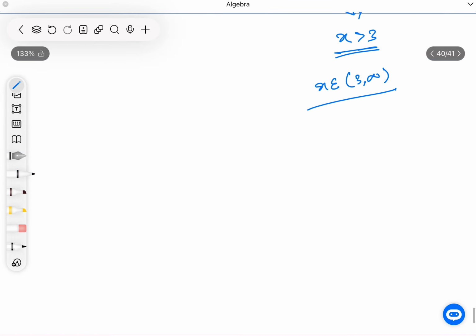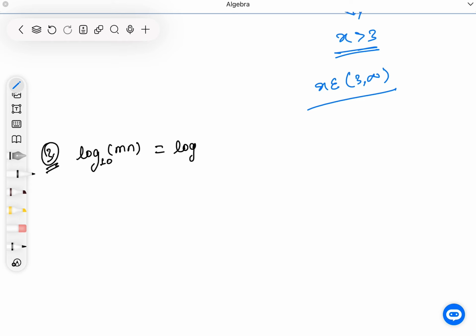Let's see another property, the third one. If you have log of, let's say, product of two numbers, that is m and n, and with some base, let's take a base as 10. In that case, you can write this as a combination of log of m plus log of n. So if you have a product inside your log, then you can separate those two logs.